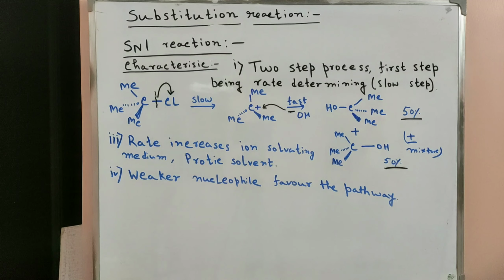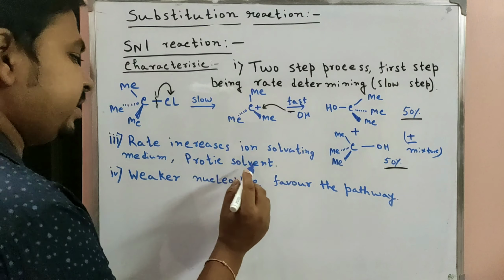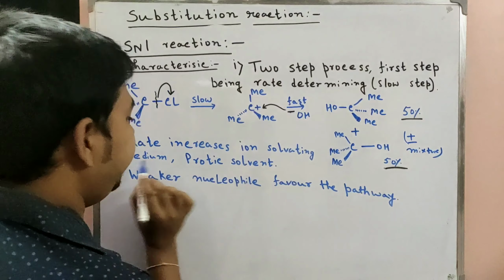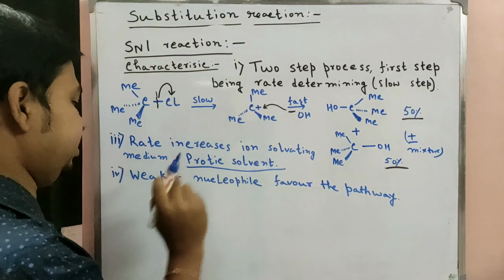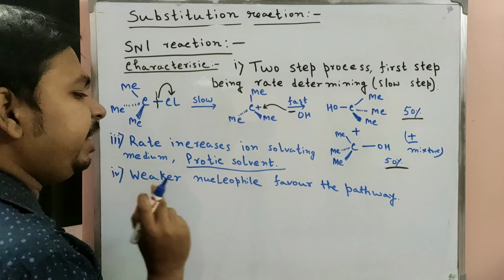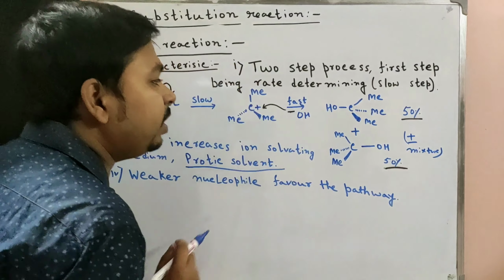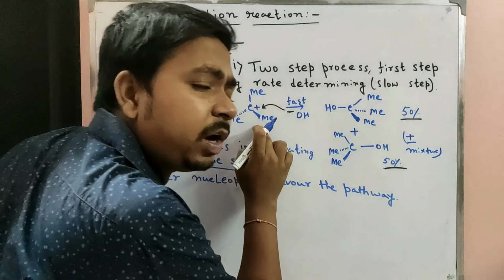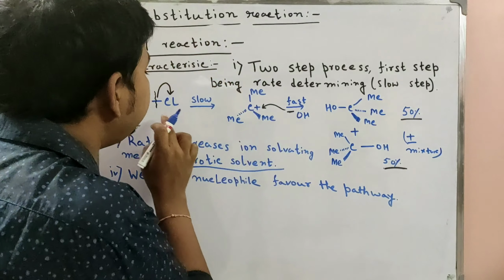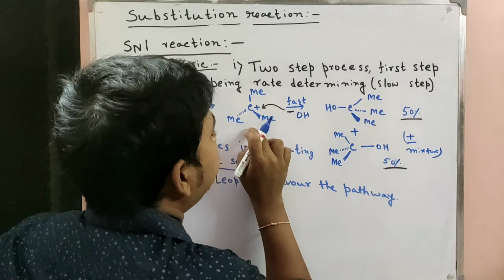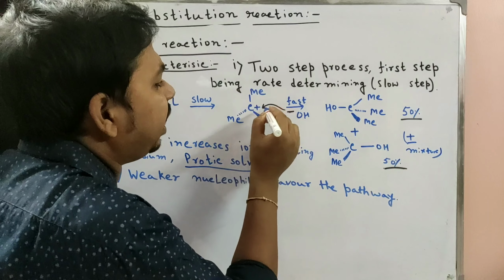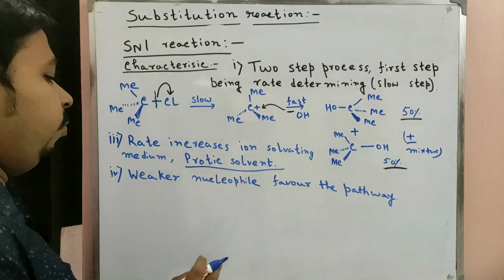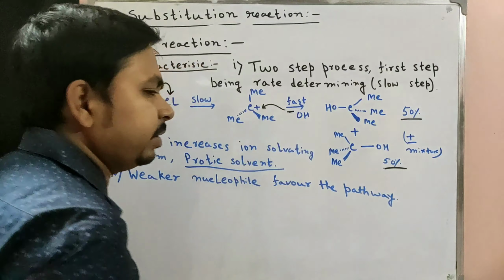So now the third point is that the rate increases in an ion-solvating medium, meaning a protic solvent. So in a protic solvent, the rate increases. Here a weaker nucleophile favors the pathway because the reaction goes through a carbocationic intermediate. When the reaction goes through a carbocationic intermediate, the weak nucleophile attacks here. So the weaker the nucleophile, the more it favors the pathway.